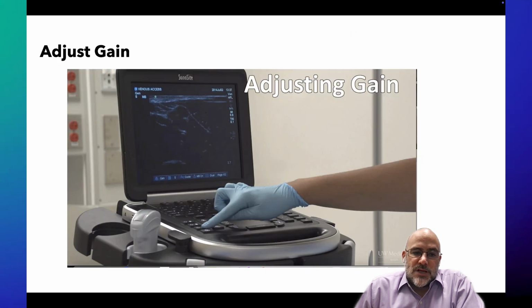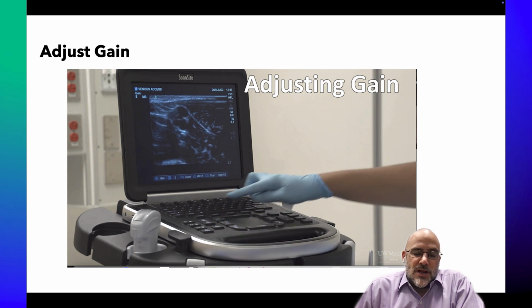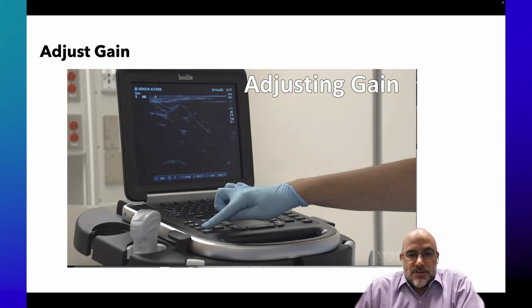And when we're adjusting gain, all we're doing is literally just holding down the little gain button here. The screen gets brighter, the screen gets darker. It's the same as the brightness on your television.